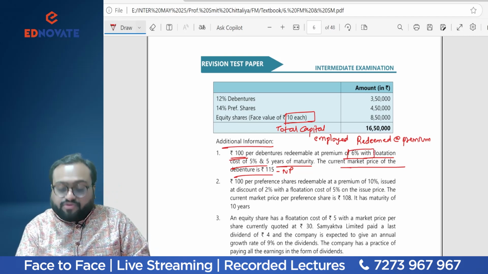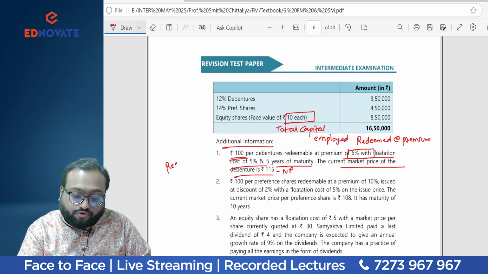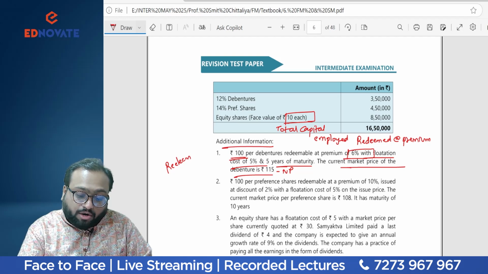The current market price of the debenture is 115. So these debentures are redeemable debentures. I'll use the formula of redeemable over here to find out the KD.